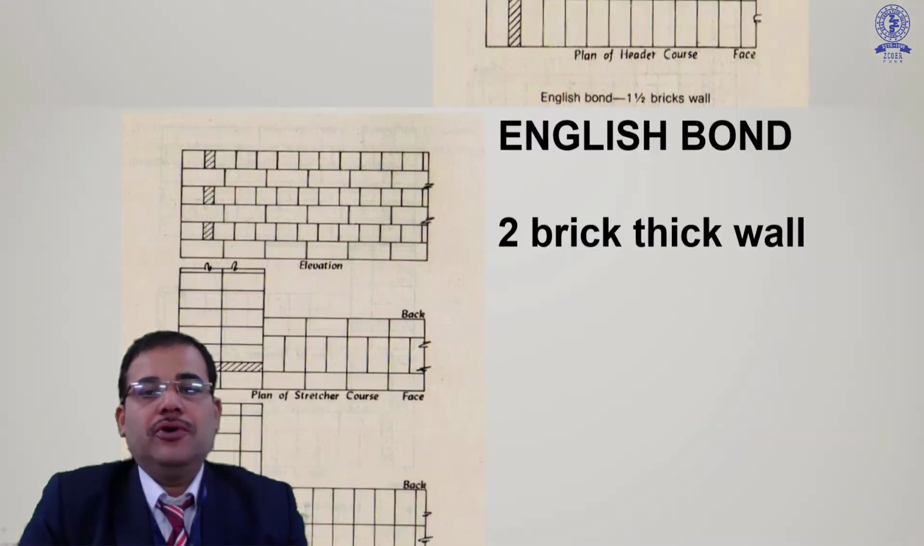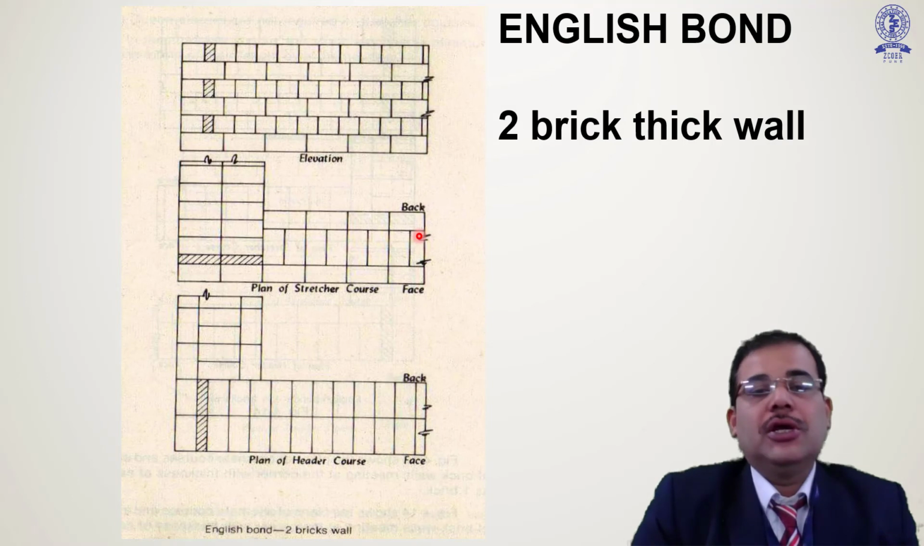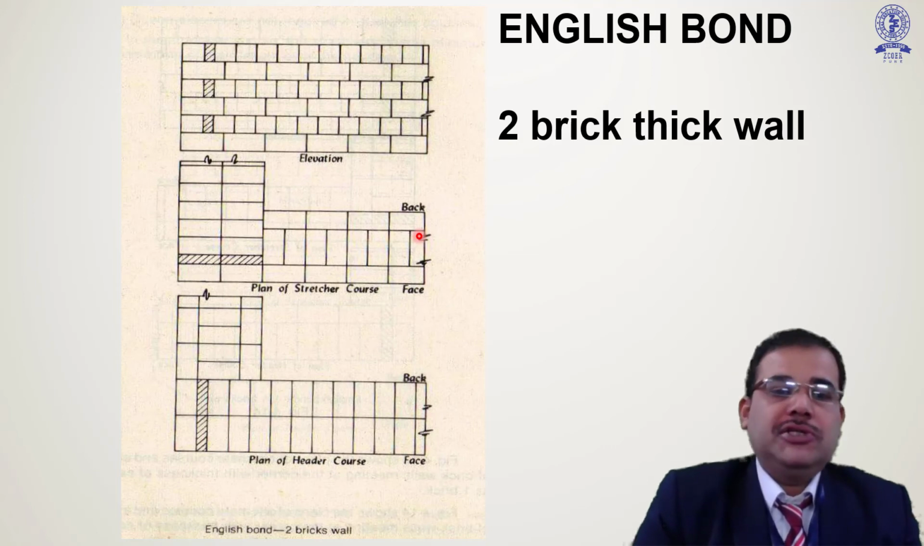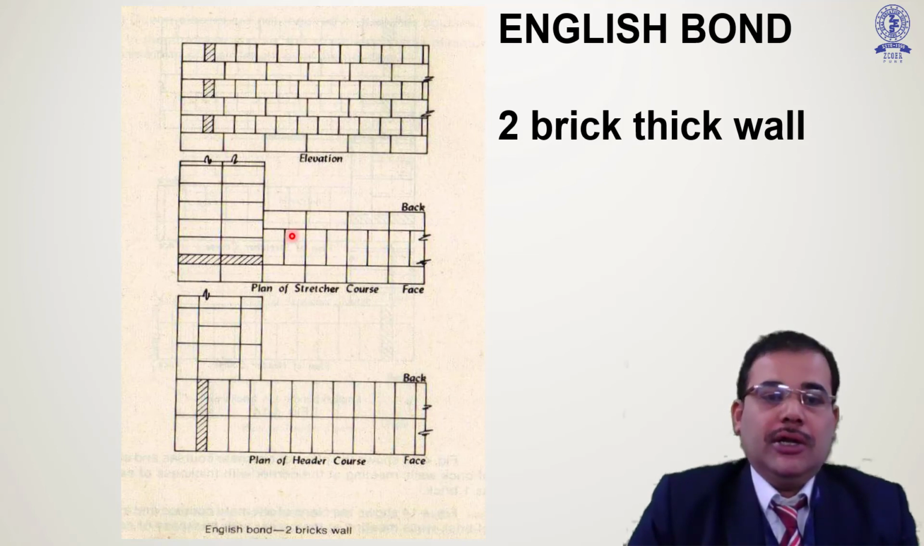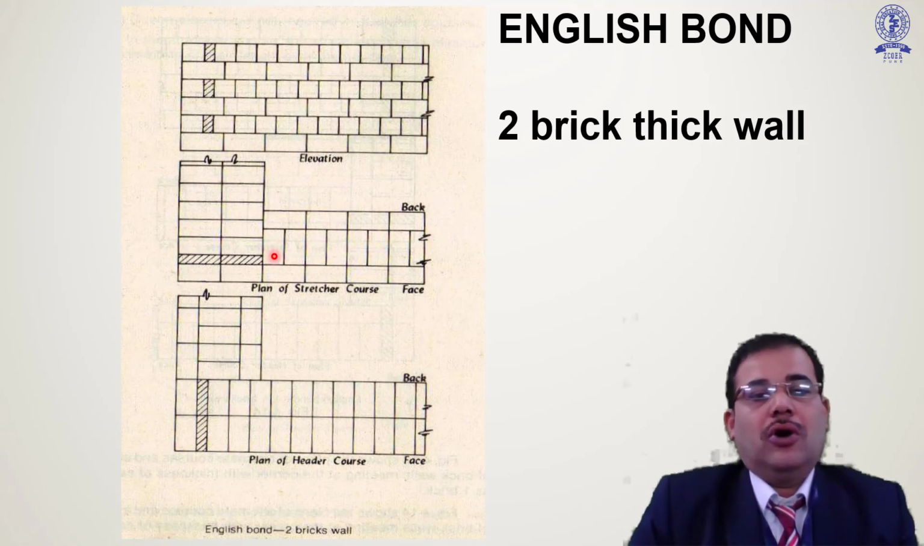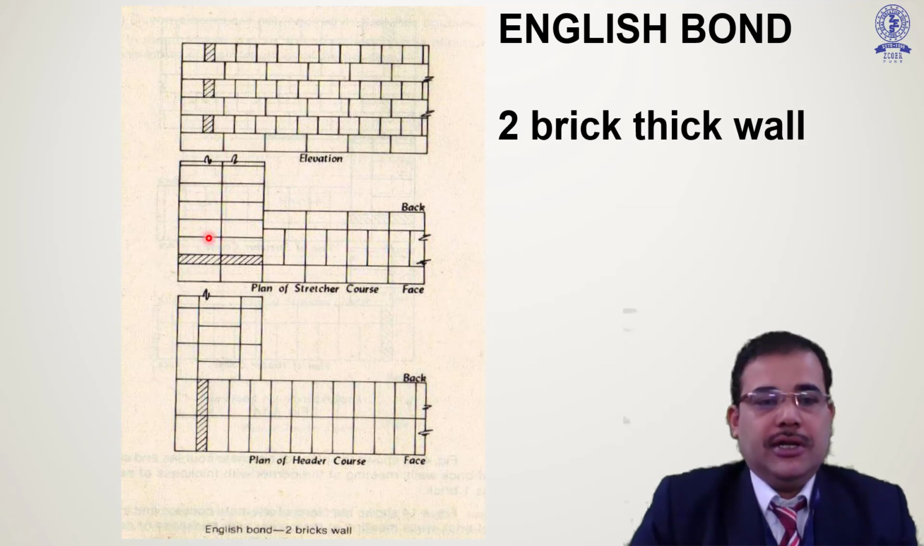Now in case of English bond with a 2 brick thick wall, it will be the double of this one. So 190 plus 190, that will be the wall thickness plus plaster thickness. Now in such circumstances you have to make the arrangement of brick like this. So the core portion of the wall will be the header or stretcher, and then you will be providing all the headers to the alternate layer.